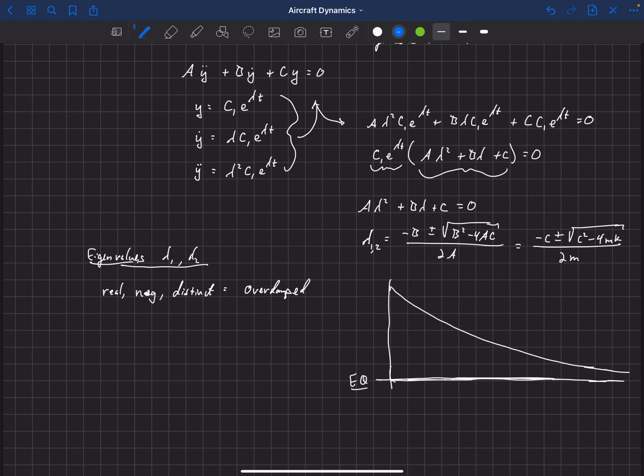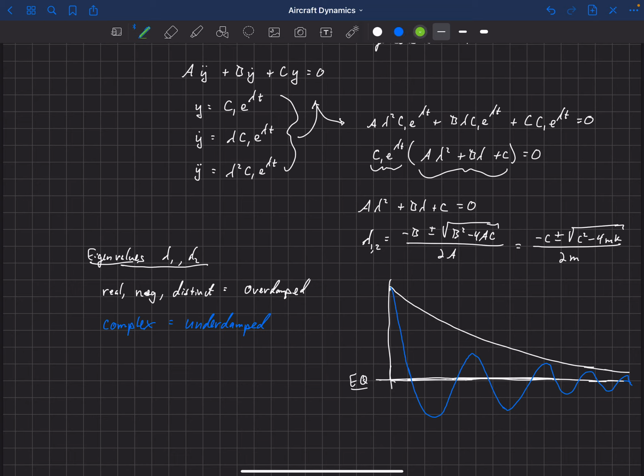So if the eigenvalues are complex, I'm going to get something called underdamped motion. Underdamped, and what that means is that as I try to come back to equilibrium, I'm going to overshoot it, and then come back and overshoot, and if the real part of this is negative, I'll eventually dampen out. Okay, so that's called underdamped.